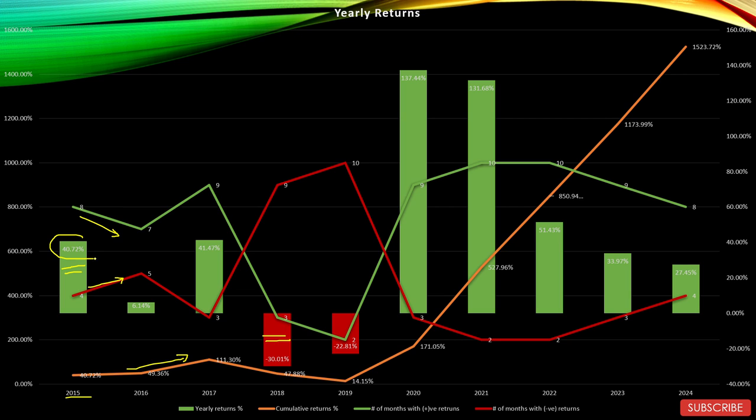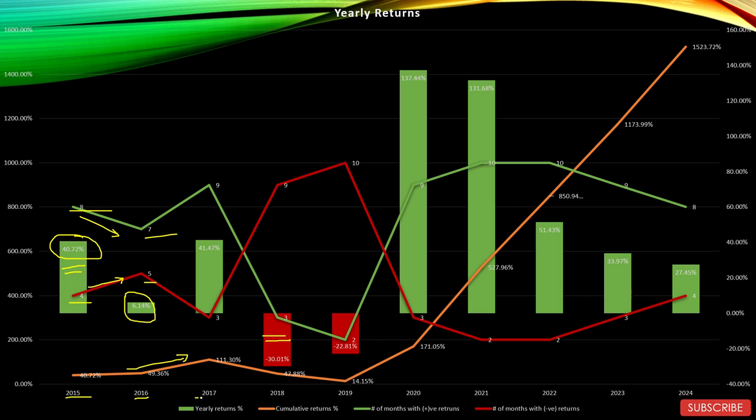2015 was a solid year for the sector. The sector managed to give good returns of 40.72% in that year with 8 positive months and 4 negative months. 2016 was almost a flat year for the sector with only 6.14% returns, 7 positive months and 5 negative months.